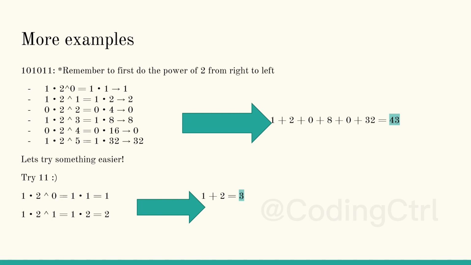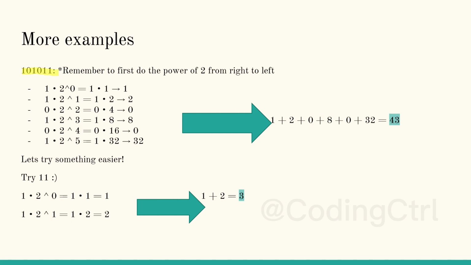As promised, here are more examples. In this problem, we're going to be doing 1, 0, 1, 0, 1, 1. Remember to always do the power of 2 from right to left. With that in mind, let's continue and do the same method as the first problem.